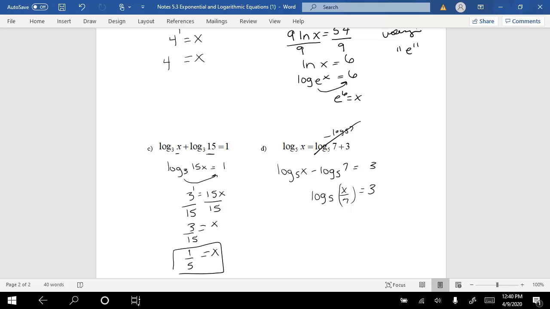Now you're going to convert that to an exponential form. 5 to the third is equal to x over 7. Well, 5 to the third means 125. So to solve for x, if I'm dividing by 7, I can multiply both sides by 7. And so x is equal to 125 times 7, which is 875.